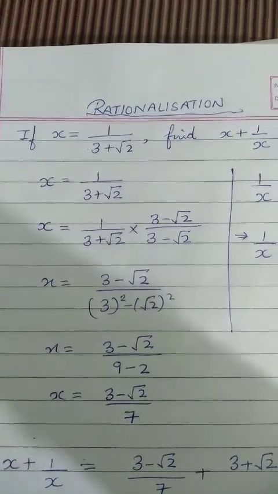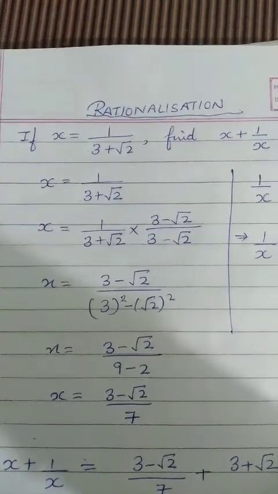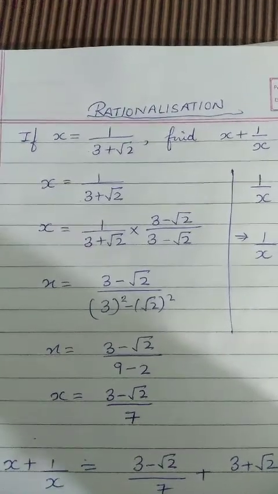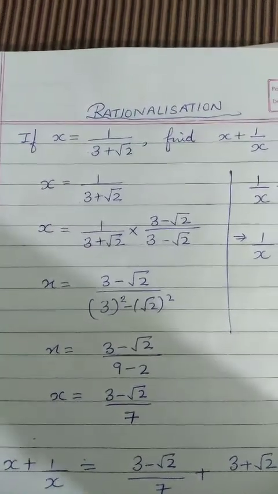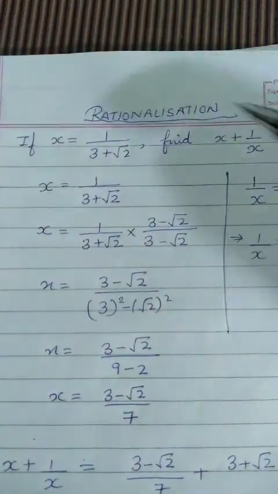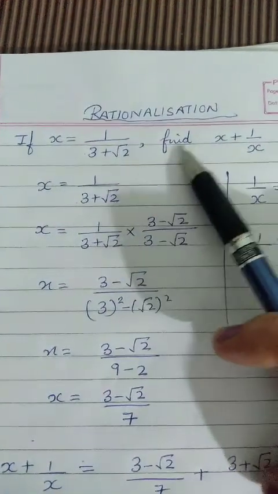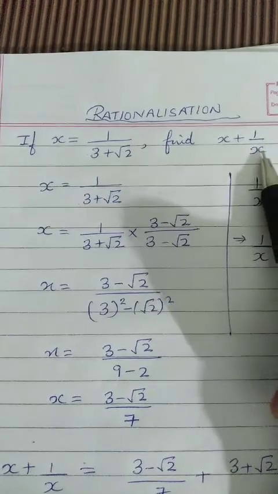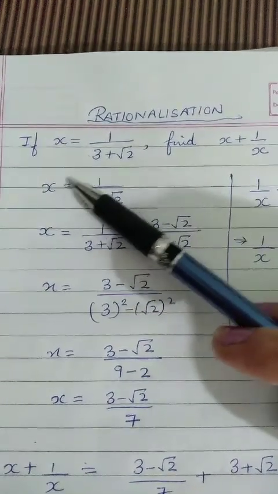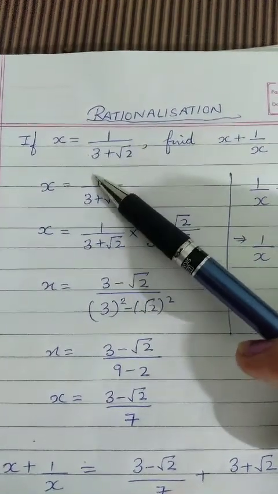Hello students, today also we'll continue with rationalization. We'll take a few more examples to make it more clear. For example, if x equals 1 by 3 plus root 2, then find the value of x plus 1 by x. Now look at x here. X is 1 by 3 plus root 2.